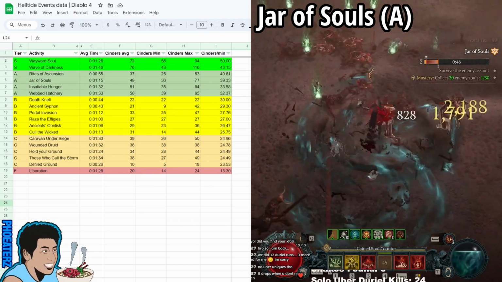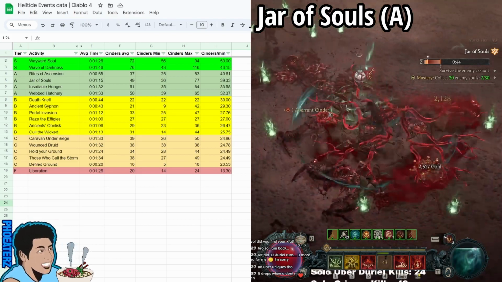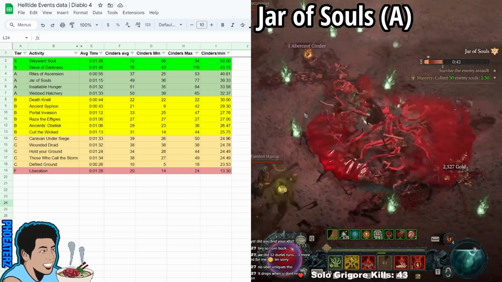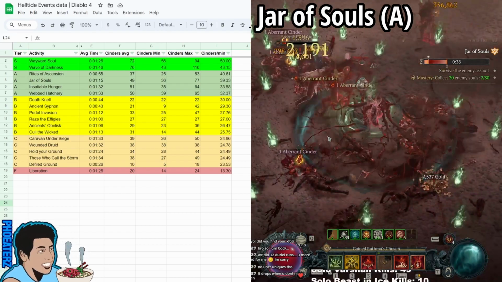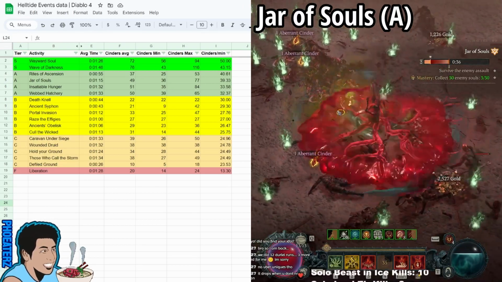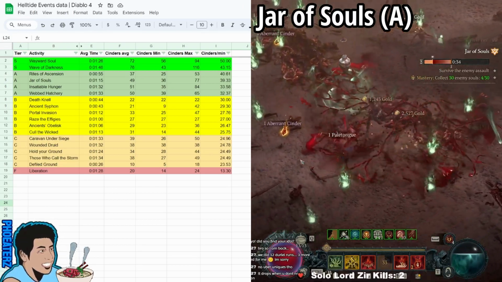When you're doing this one, try to keep the jar open for the whole duration because the density is really good. That means not collecting the 30 souls until the end of the timer. If you collect too early, then the mobs will stop spawning early.